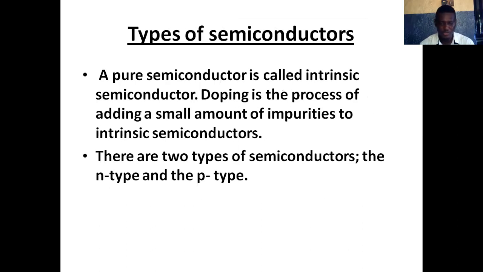So types of semiconductor. A pure semiconductor is called intrinsic semiconductor. Doping is the process of adding a small amount of impurities to intrinsic semiconductor. So what is a pure semiconductor? A pure semiconductor is a conductor that has not been mixed with any element from any group, such as group 5 and group 3. So when we apply small impurities from other groups, such as arsenic and boron, to a pure conductor, then that process is known as what?